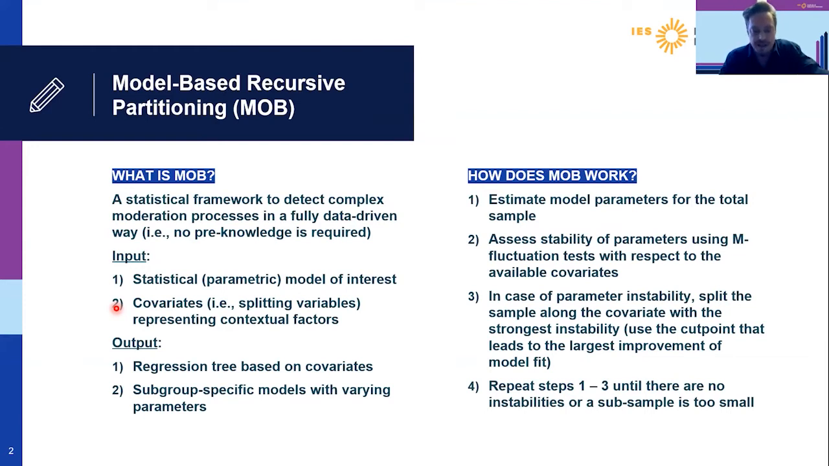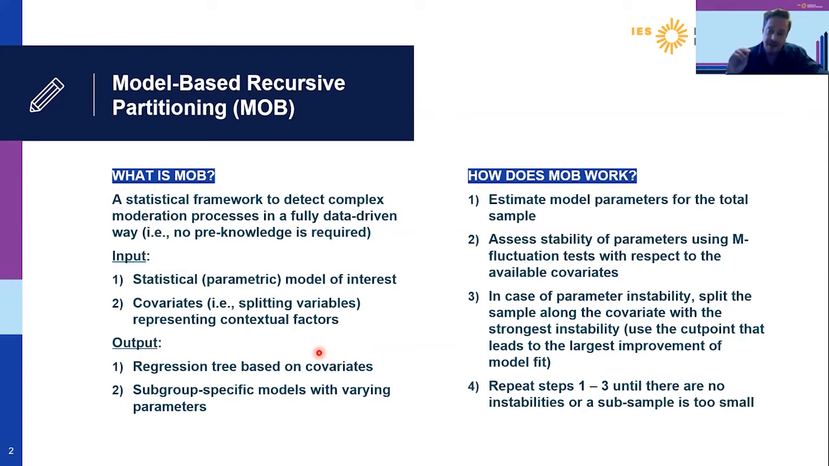Those could be continuous variables like age. It could be a binary variable like free and reduced lunch status. It could be a multi-categorical variable, race, ethnicity, stuff like that. Now the output that MOB delivers comes in the form of a regression tree. The regression tree itself consists of branches, and those branches are defined by the covariates we use, plus value ranges or category levels of those variables. I'm going to give you an example in a minute.